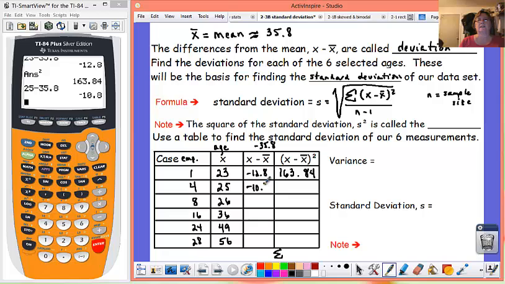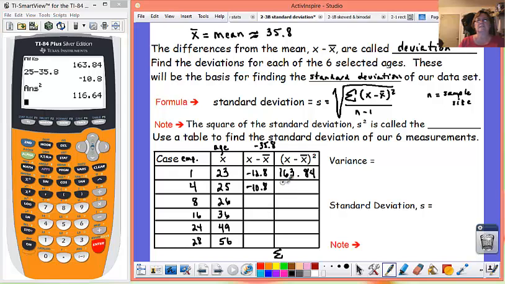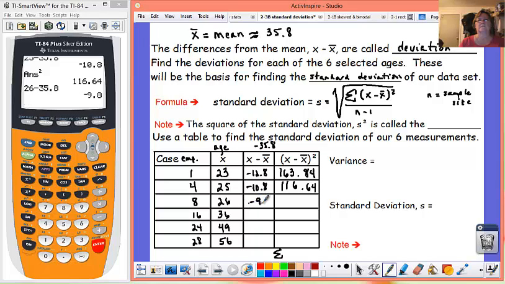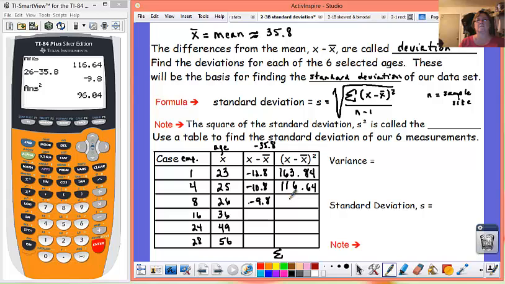Negative 10.8, and we want that squared: 116.64. 26 is our next person. Take away the average: 9.8 years under. Squared, 96.04.